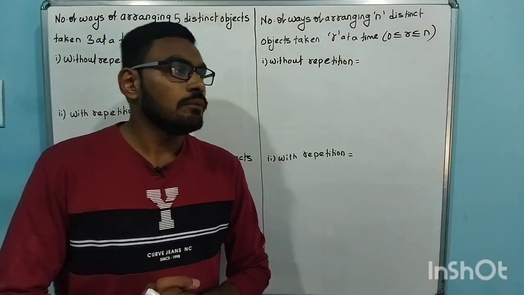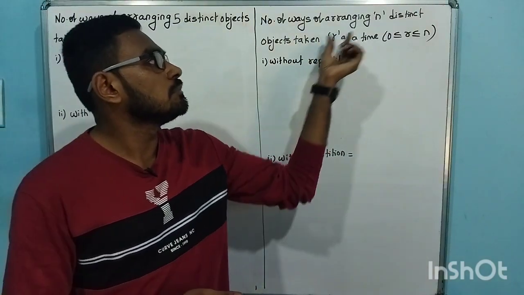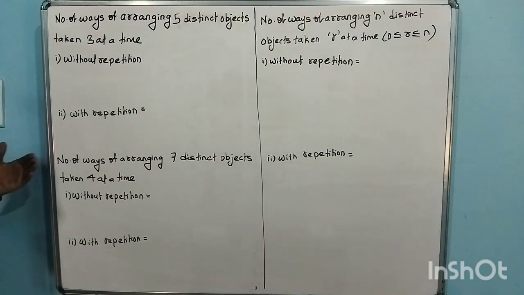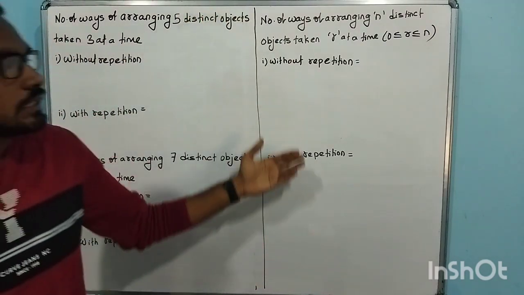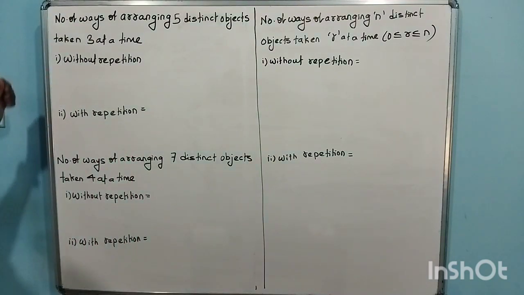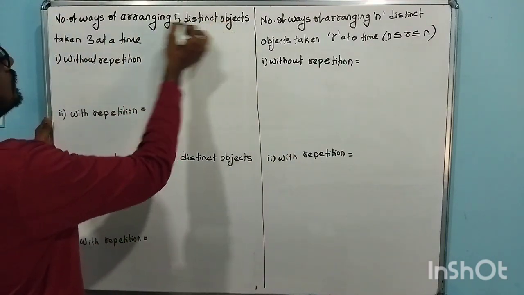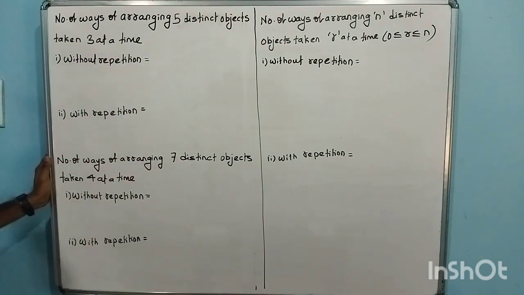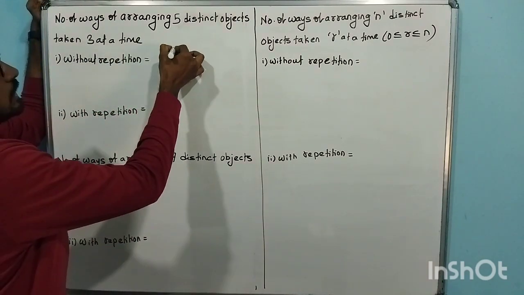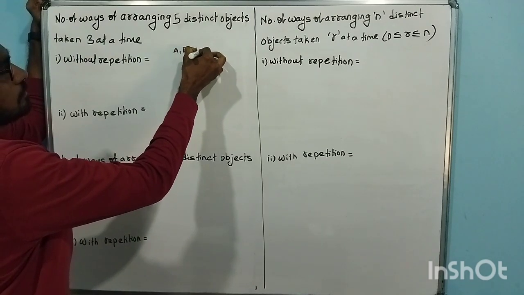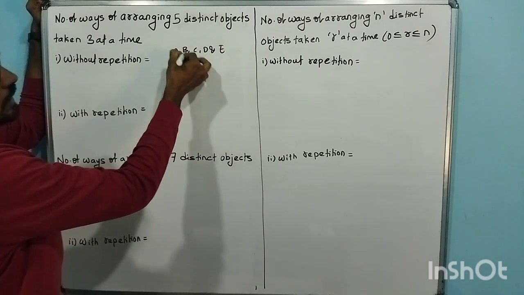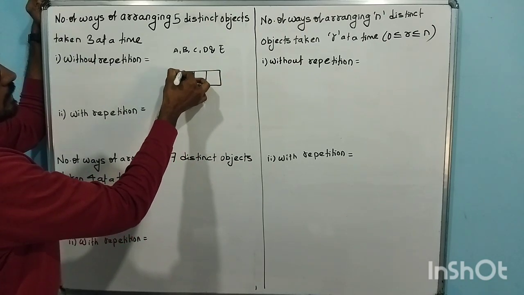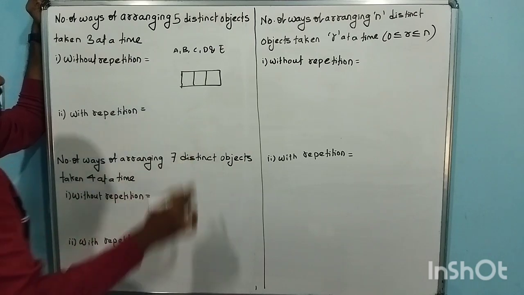Okay, next we will see the number of ways of arranging n distinct objects taken r at a time. For that, first we will see some particular cases and then we will see in general. First, the number of ways of arranging 5 distinct objects taken 3 at a time, without repetition is what and with repetition is what. So what we do, we have 5 distinct objects, say A, B, C, D and E, and we are asked to arrange them at 3 places because you are asked to take 3 at a time.